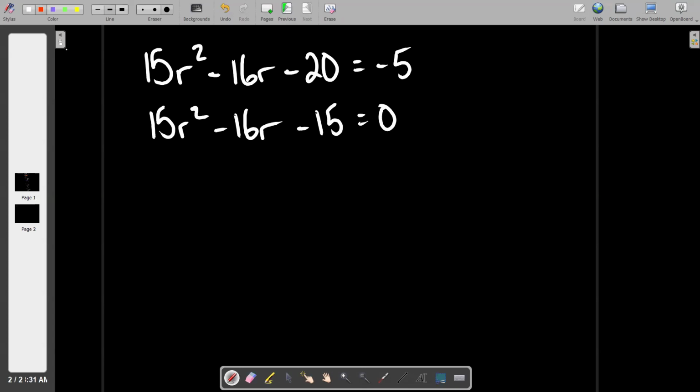Okay. So our A value is 15, our B value is negative 16, and our C value is negative 15. So I'm going to hum through this real quick. You should have R equals 16. Yeah, sure. That's fine. Yeah.